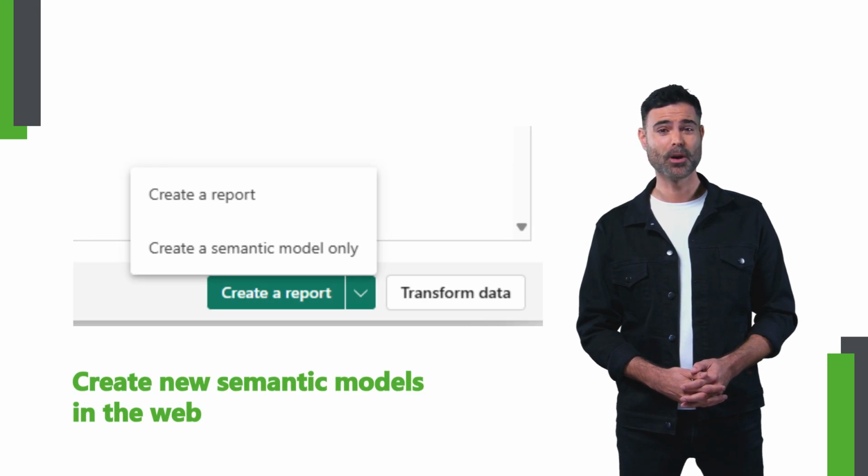Create new semantic models in the web. Connect to 100+ data sources directly in your browser. Go to the Create page, select Get Data, choose your source, configure settings, and select the tables to include. Then pick your next step.